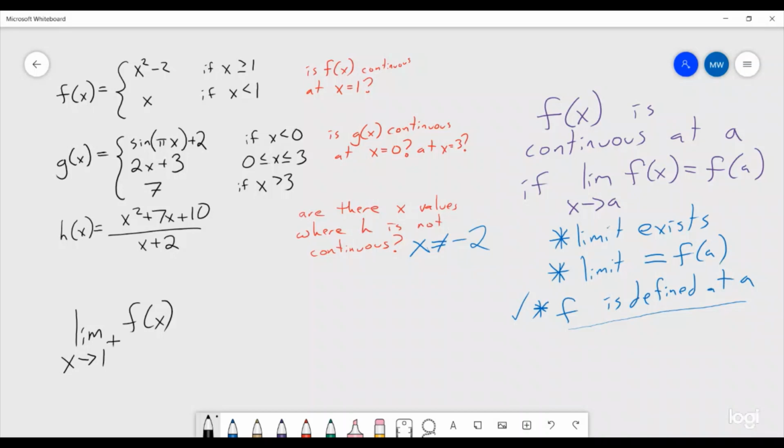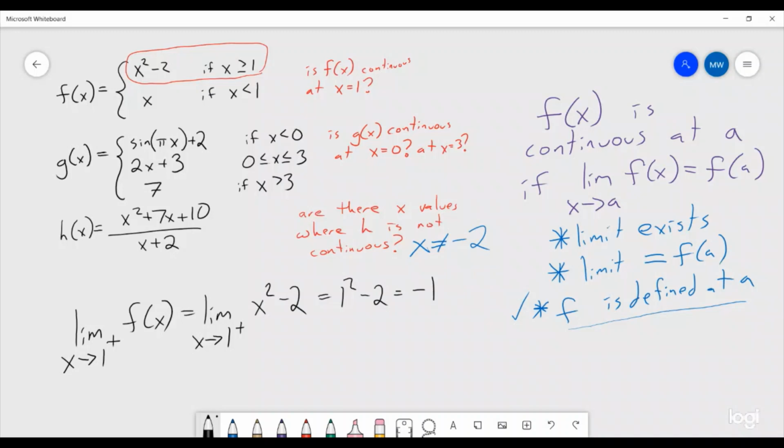So the limit as x gets close to 1 from the positive side, so things that are bigger than 1. Here, things that are bigger than 1 are going to be using this first rule. So this is going to be equal to the limit as x gets close to 1 from the right of x squared minus 2. Oh, wonderful. This is a polynomial. We can plug it in. So this is going to be equal to 1 squared minus 2, which is -1. Perfect. There we go. So it's a -1 there.